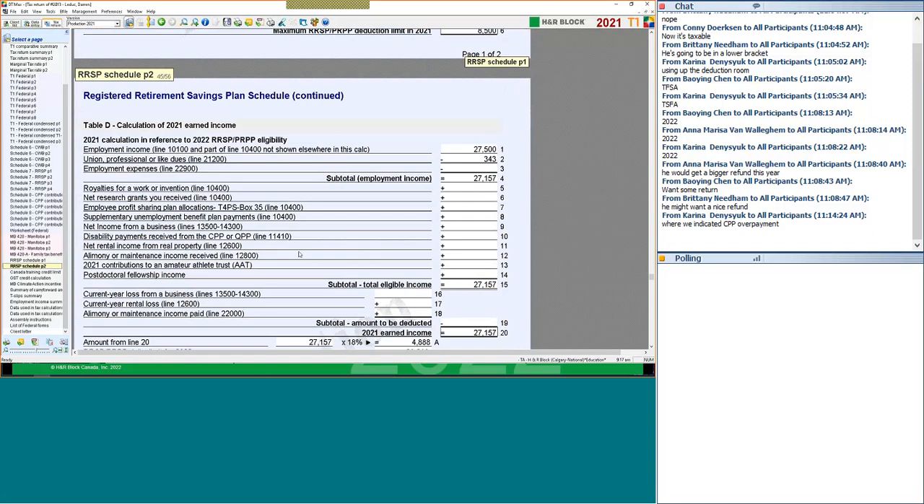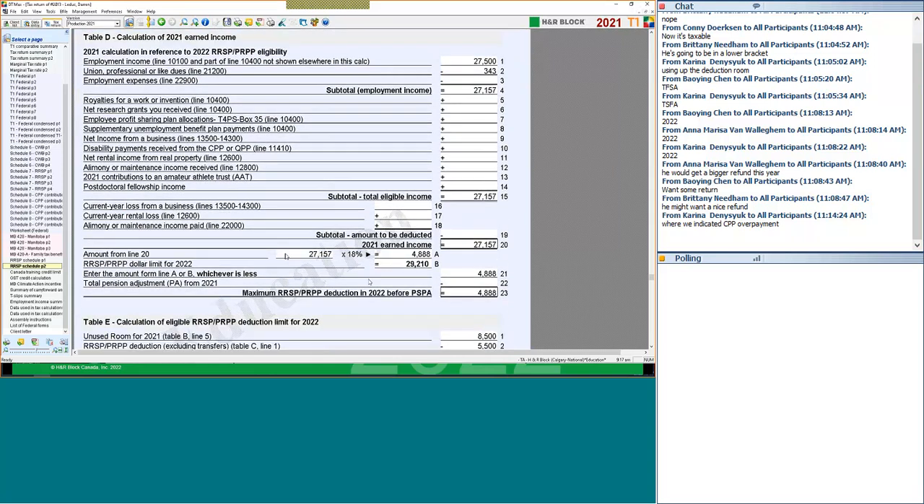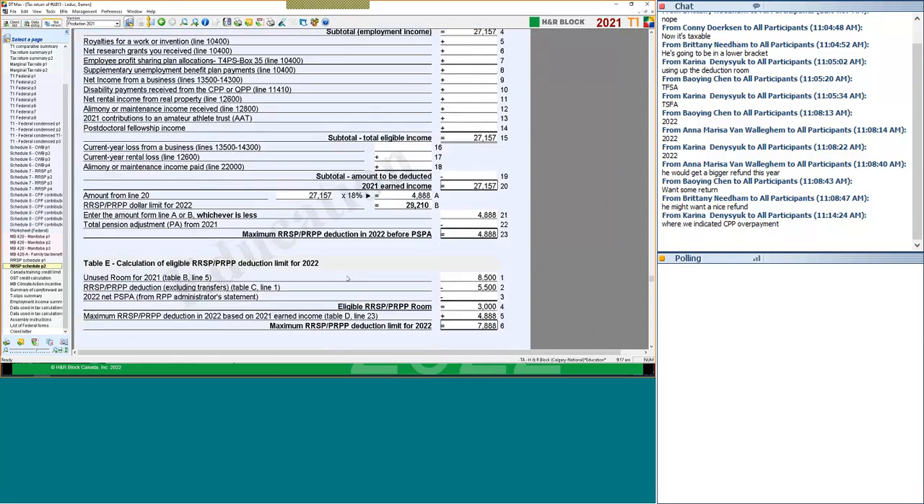If I have for you a calculation for next year's RSP. So for next year's RSP, if you wanted to do the calculation, we look at employment income, we subtract union dues, which gives us $27,157 times 18% is $4,888. So his RSP room next year will grow by another $4,888.